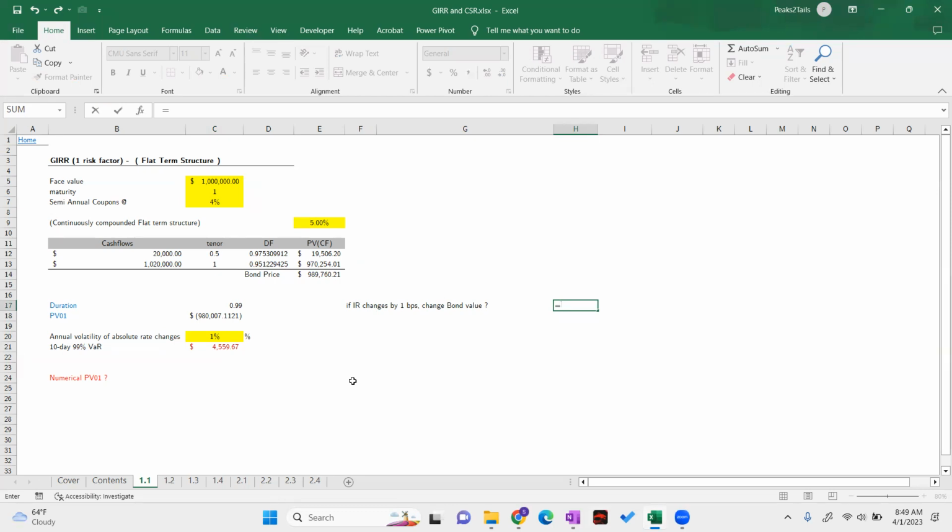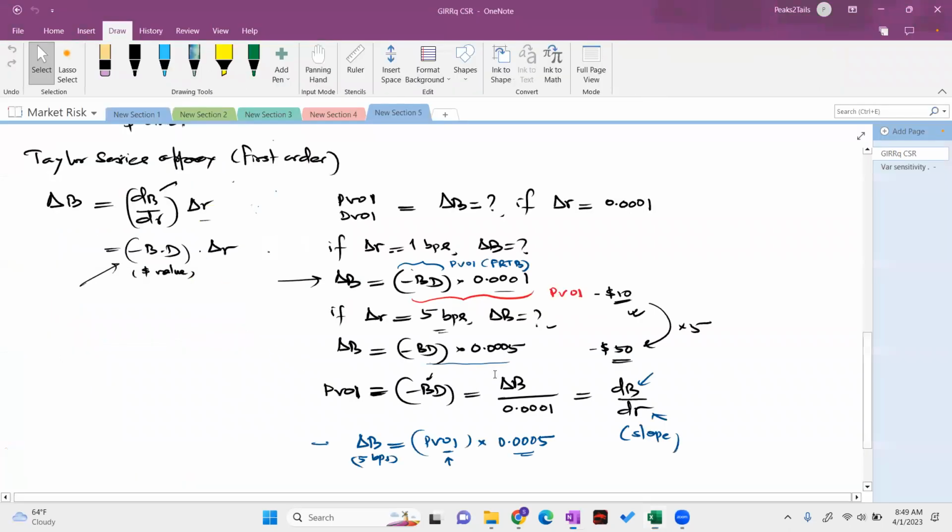BD times 0.001. Perfect. Exactly. So go back to the equation. Simple. We calculated BD. This is the PV01 as per FRTB, which is simply the dB by dr actually. That's minus BD. For PV01, you have to multiply the delta R. dB by dr times delta R will give you dB.